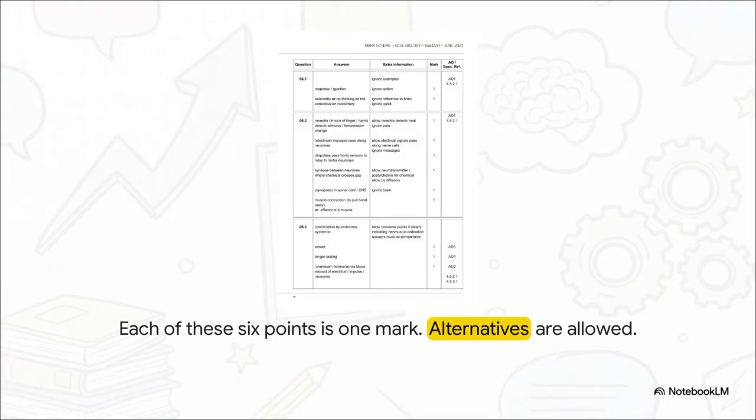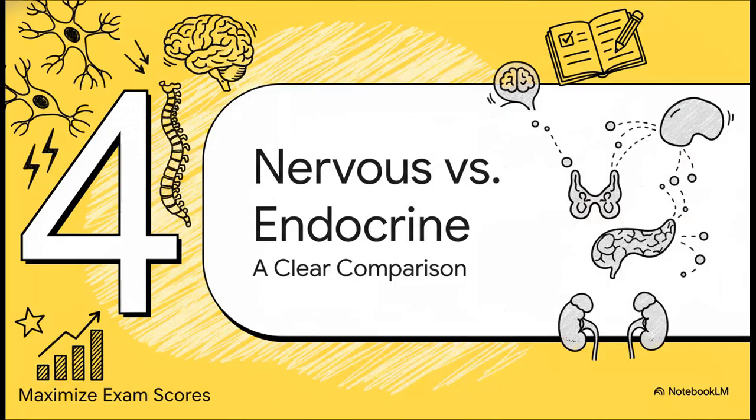And this just shows how specific, but also how flexible the mark scheme can be. See, for step 1, you could have said the receptor detects a temperature change or even pain. For step 4, they'll accept neurotransmitter for the chemical. Knowing these alternatives gives you more ways to be right, which is always a good thing. Okay, on to the next part of the question.